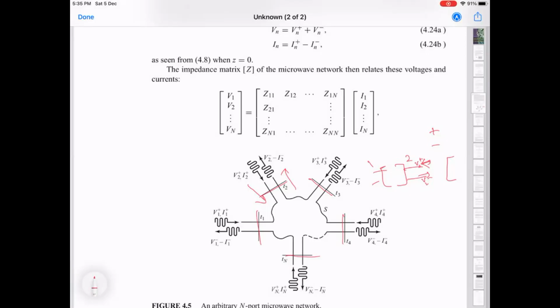You can have these incident and reflected waves as the quantities, but you can also have just the total voltage and the total current at that particular point, just by using the same expression I had shown you right at the beginning. So you put Z equal to some value and you get some numbers.